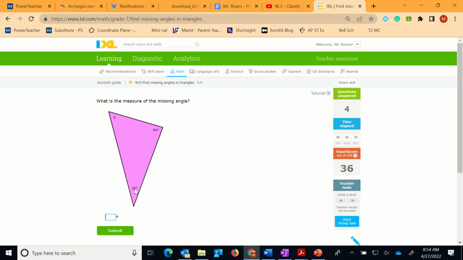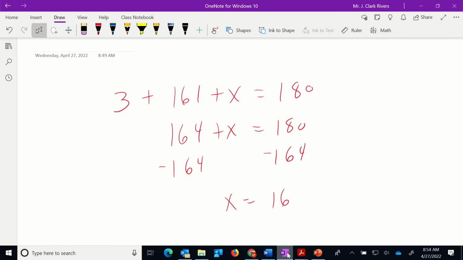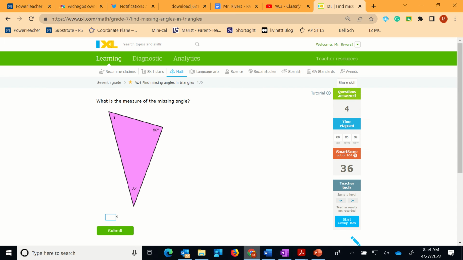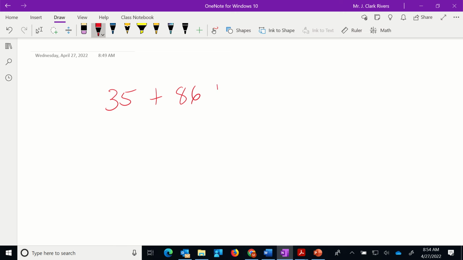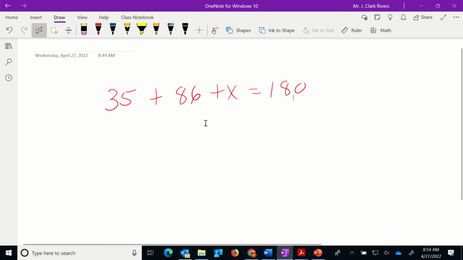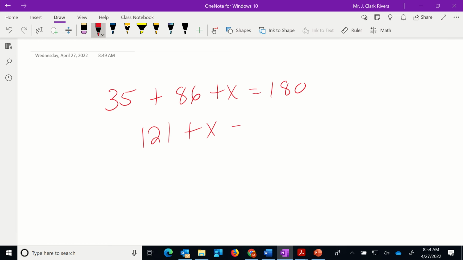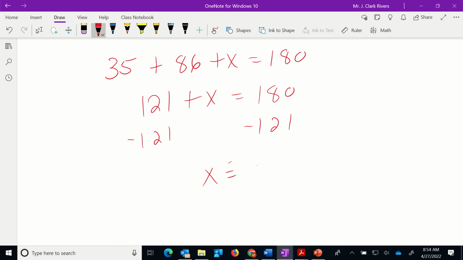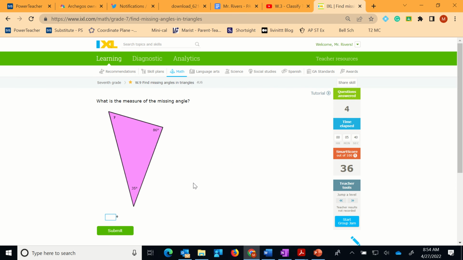Okay, find the third angle, 35 and 86. 35 plus 86, make sure I got those right, 35 and 86, plus the unknown equals 180. All right, well, 30 plus 80 is 110. 5 plus 6 is 11. 110 plus 11 is 121. Plus the unknown is equal to 180. Subtract 121 from both sides. X is equal to, that'd be 59. X equals 59 degrees there.